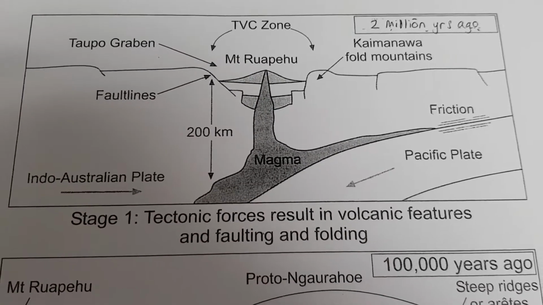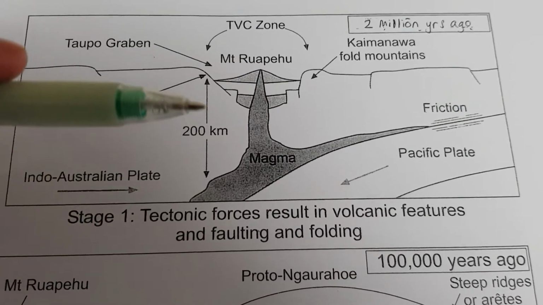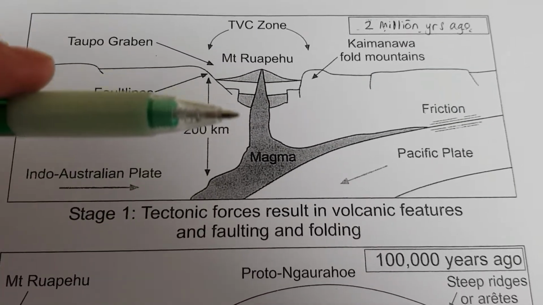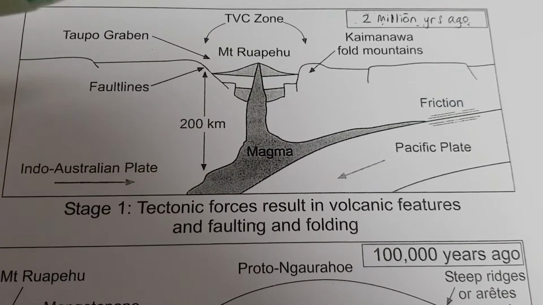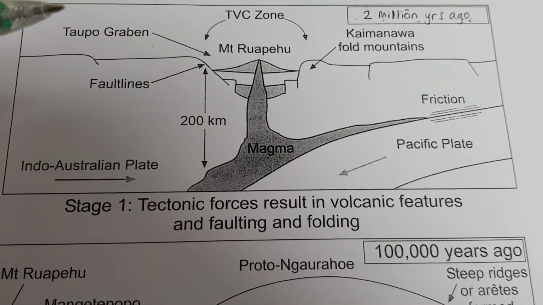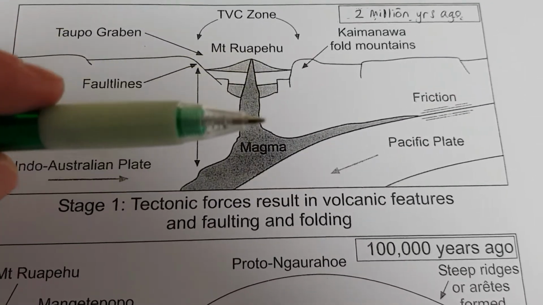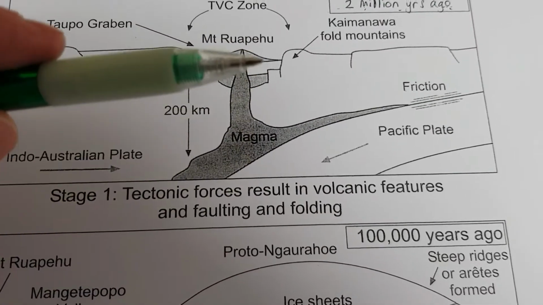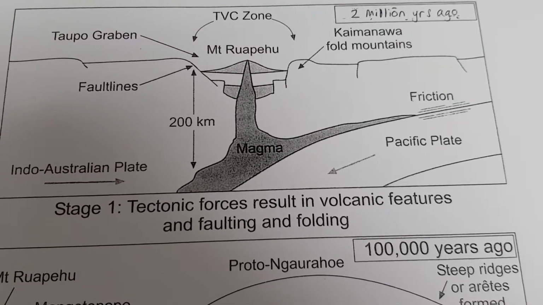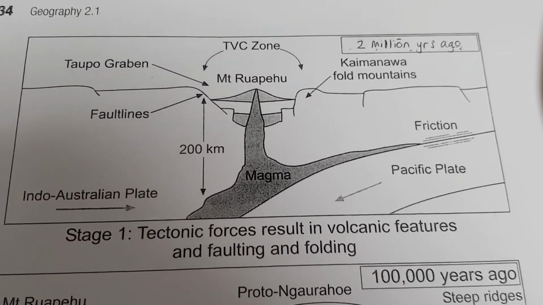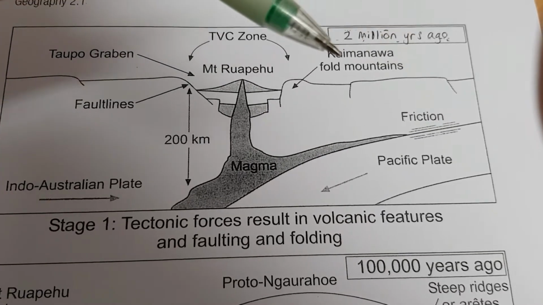You have to remember that the cracks created in the Indo-Australian plate are called fissures, and that area is called the Taupo Graben. So it wasn't until the Taupo Graben faults were created that allowed magma to escape. It wasn't until that happened that volcanoes actually appeared on the Earth's surface. So that's our first time frame out of the three, and that's 2 million years ago.